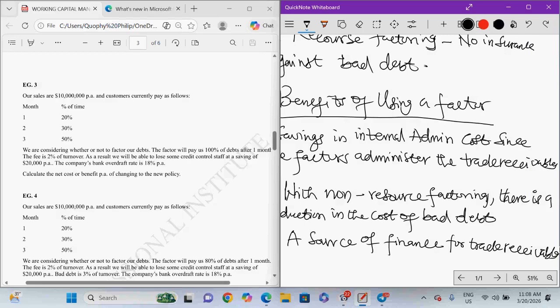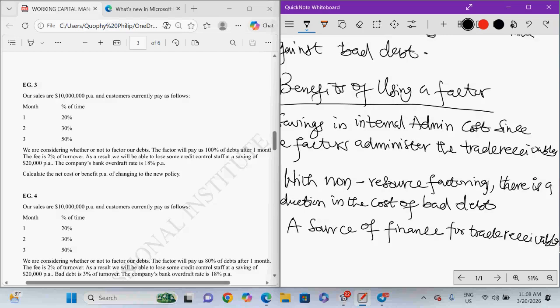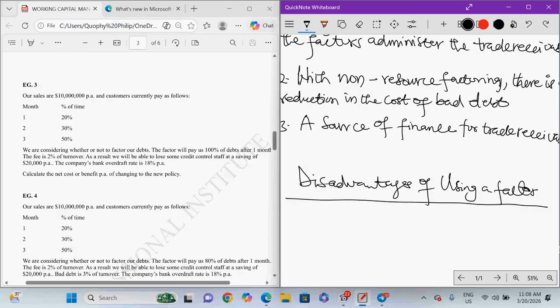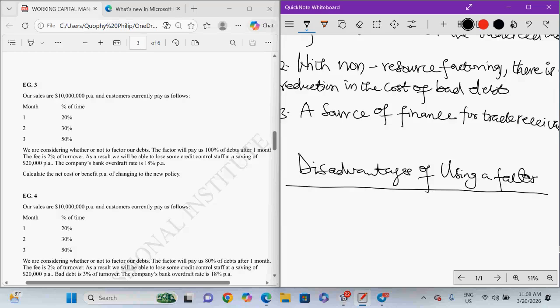What else? All right, so this will be our benefits. Let's look at the disadvantages. So what are some of the disadvantages of using a factor? Once you are using a factor, what are some of the disadvantages?